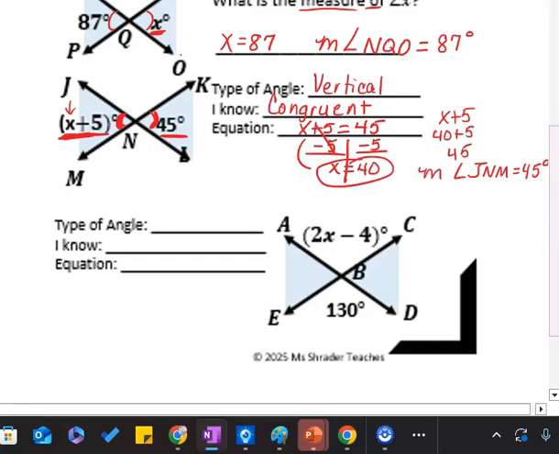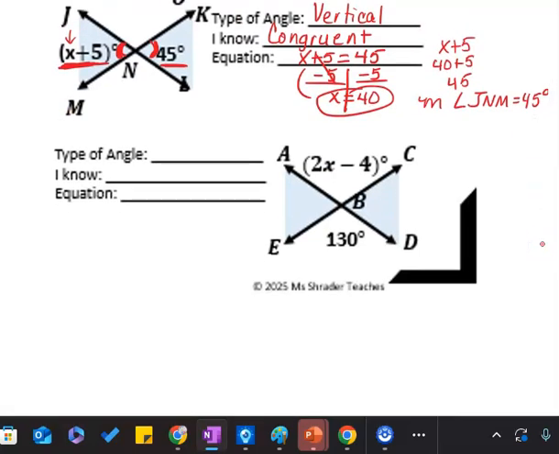Okay? Let's look at our last one on this page. Again, these are the two angles I'm giving information on. So this angle and this angle. These are opposite angles formed where two lines cross, so they must be vertical angles. And what I know about vertical angles is that they are congruent. And my equation, well, angle ABC is 2x minus 4. And I know it is equal to angle EBD, which is 130.